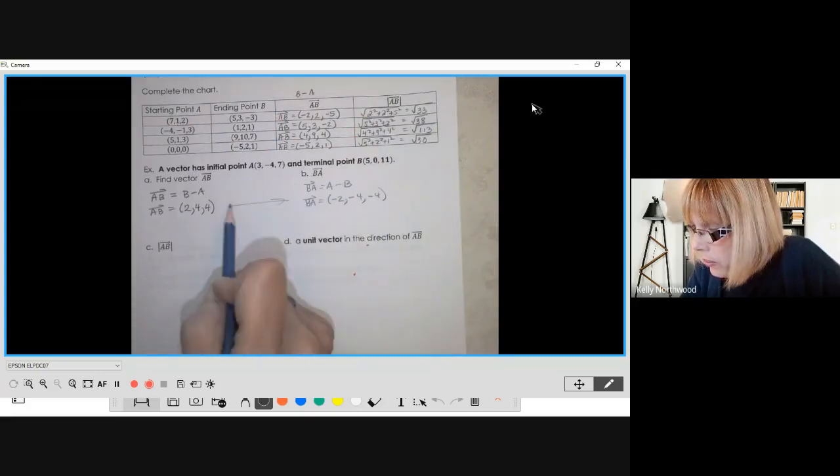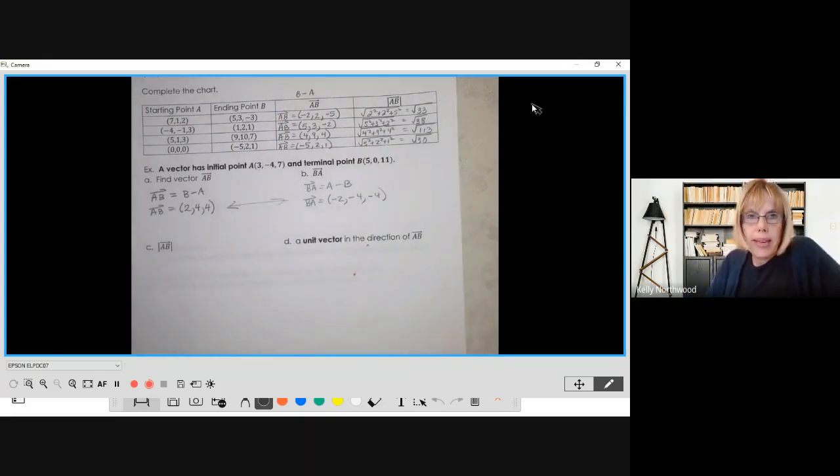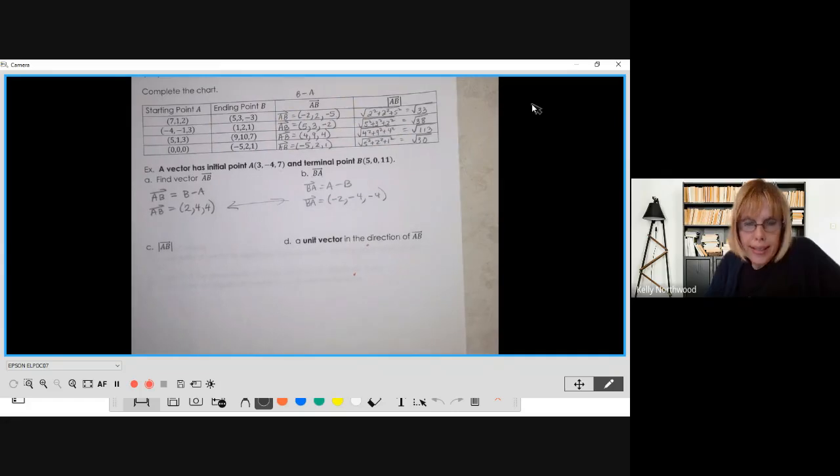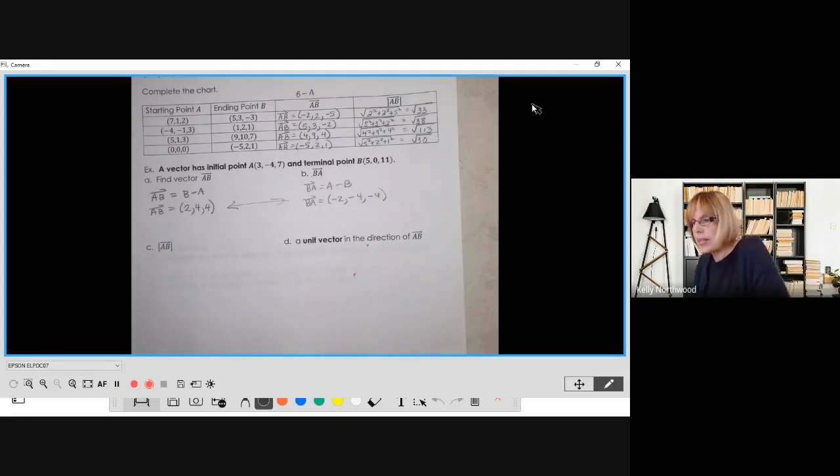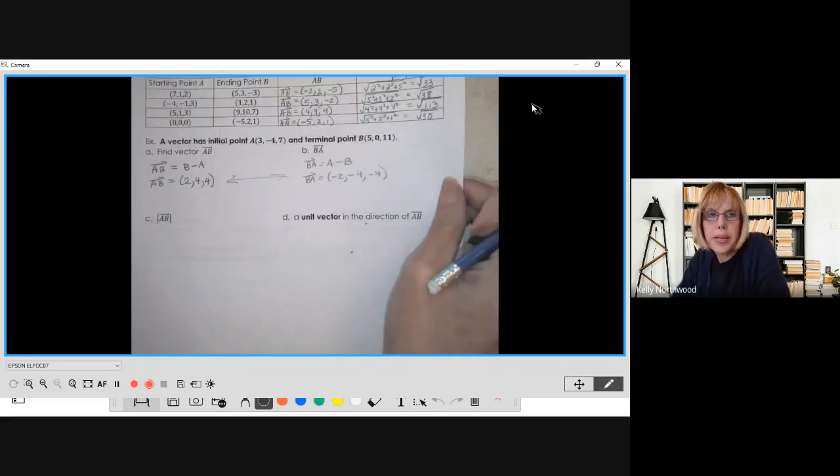What do you notice about vector AB and vector BA? They are opposite each other. They're opposite, right? Each component has got the opposite sign, so they're equal in magnitude and exactly opposite in direction, which is hopefully what you would expect.